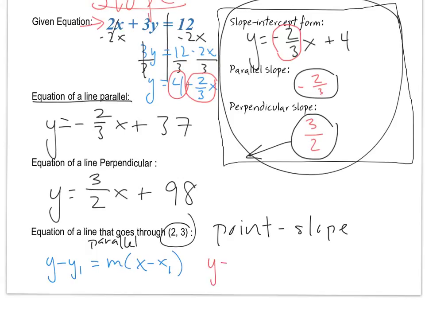Y minus, the y section of this point is the 3, equals, and then our slope is way up here again. It's parallel, so we're using the parallel slope. And then x minus, what's the x part of the point? It's 2. And boom, you're done.